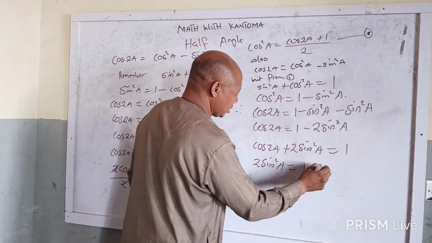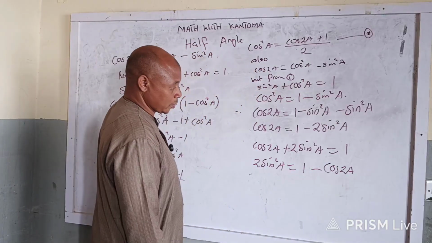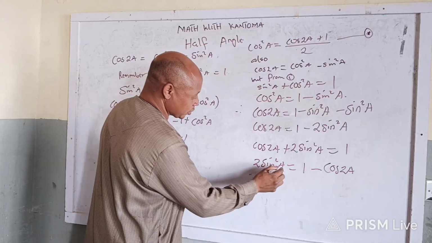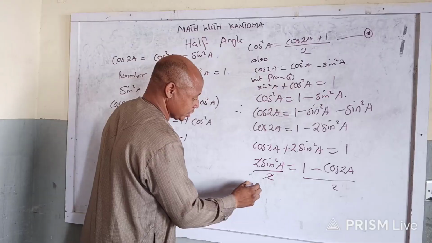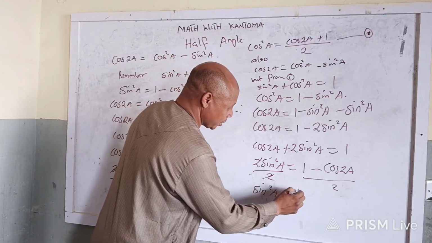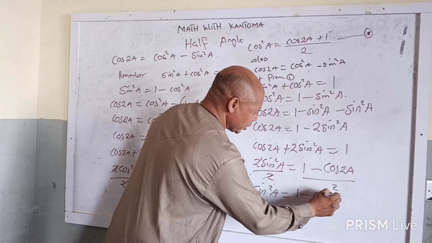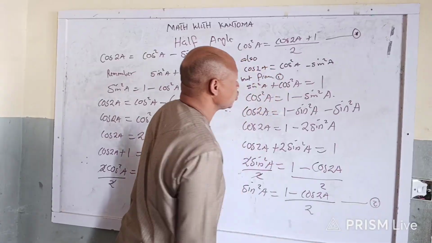On crossing the equality, it becomes negative. We have minus cos 2a. So I'm looking for sine square a. Let me divide both sides by 2. This by 2 also, this goes with this. So therefore, sine square a is equal to 1 minus cos 2a all over 2. So let's say this is equation 2.